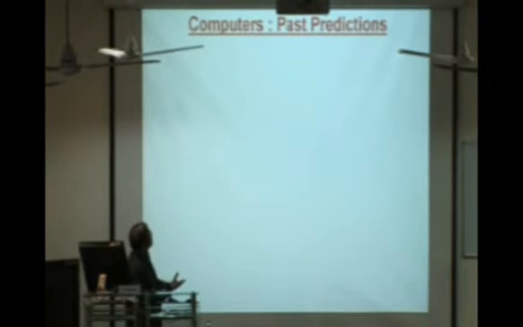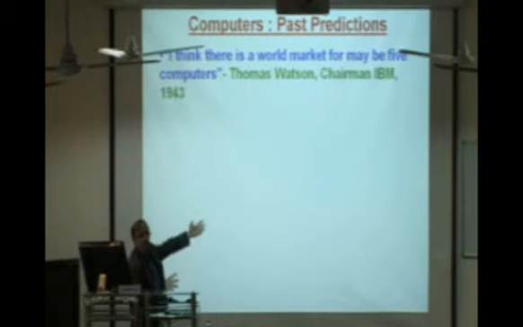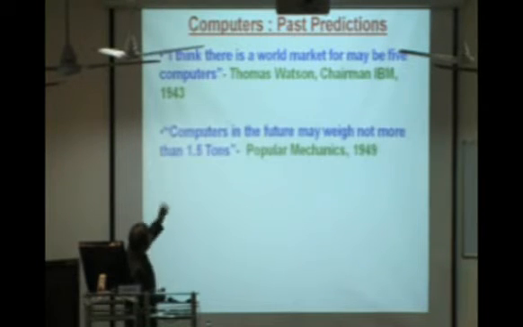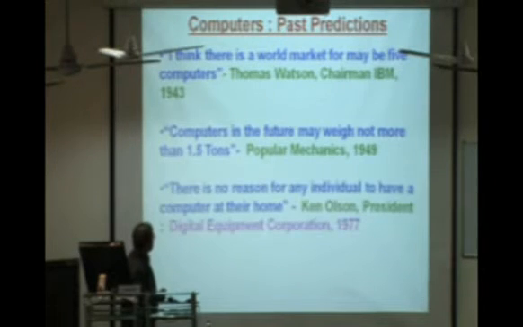I don't want to predict anything, but most of the predictions about computers have been grossly wrong. As you see, there are 3-4 quotes I want to put. These are the famous quotes by the IBM chairman Watson, that there can be a maximum of 5 computers. Of course, in 1943. In 1949, there's one more prediction about the weight of the computer. This is the president of the DEC Corporation. These are all big shot people. So they made predictions which are totally wrong today.